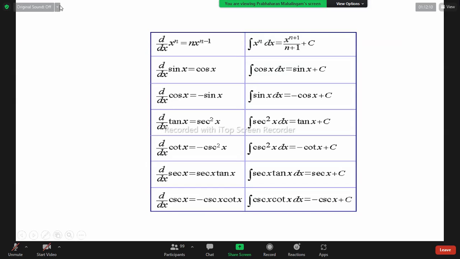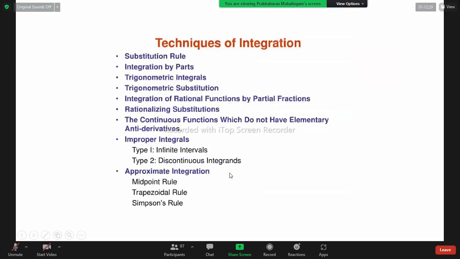x to the n plus 1, dx here. Same differentiation, same thing, integration. I told you sin x, cos x. Here cos x, sin x. Here cos x, minus sin x, minus cos x. Tan. These are the trigonometric formulas.